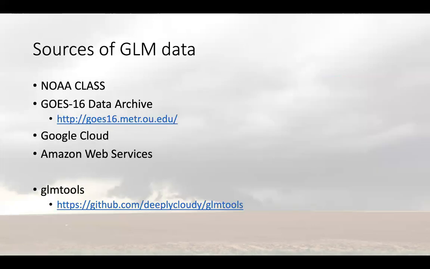Also, just as we are wrapping up here, some sources of the GLM data. NOAA CLASS has GLM data. Also, the GO16 data archive, which is run through the University of Oklahoma. There's also Google Cloud and Amazon Web Services through NOAA that have that data as well. So there's a number of places that you can get this data. If you would like to get the gridded GLM imagery that you saw today, along with downloading that data, you would also need to use GLM tools, which is available through GitHub. It has really good documentation and is fairly easy, compared to a lot of developer code, to set up and run.